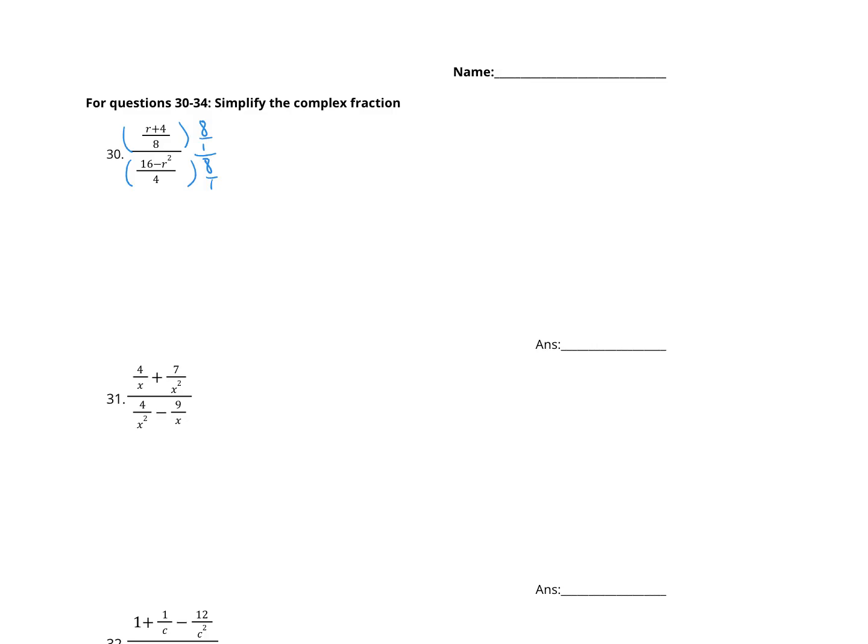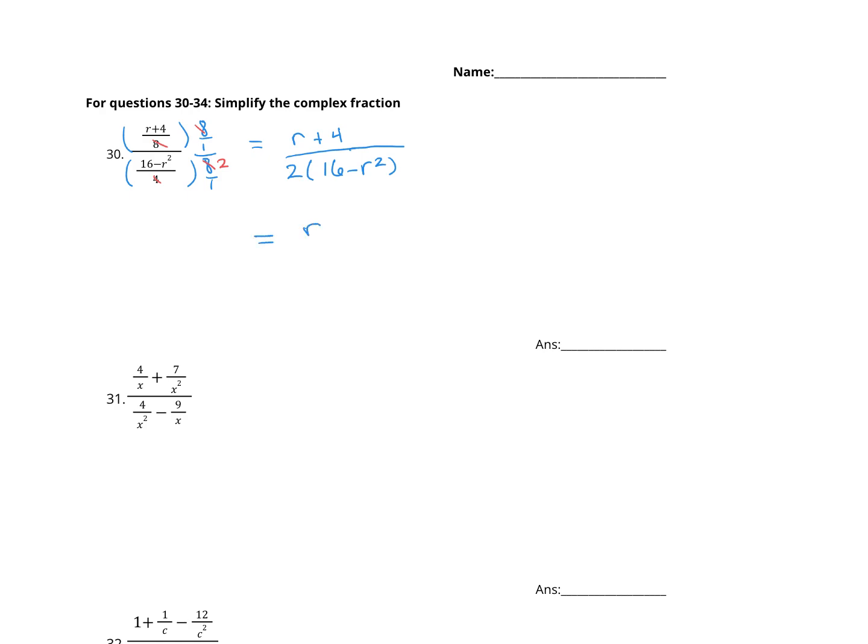Now, upstairs, you will notice that the 8s are going to cancel out, and I'm left with just plain r plus 4. Down below, not so good, but still not too bad. The 8 and the 4 cancel out and leave behind a 2. So there's a 2 and the original 16 minus r squared. And you must admit that's a lot nicer looking than the original complex fraction.